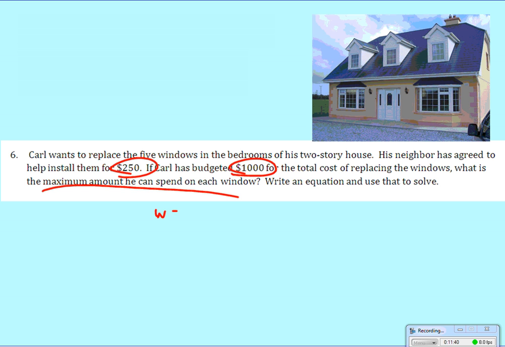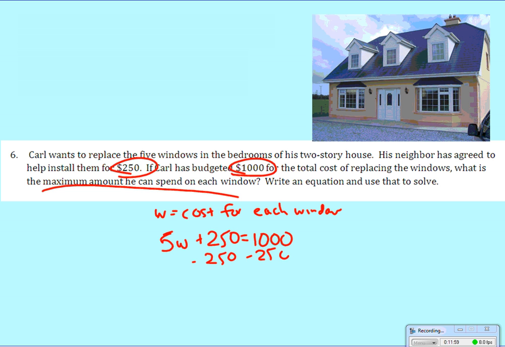So I'm going to let W be the cost for each window. So 5 times W plus the $250 that the neighbor charged has got to equal 1,000. So it's just going to be a matter of solving. 5W equals 750. So that's going to be nothing more than, not 2, I don't know why I have 2 in there, 150. So you can spend $150 per window to put them in.